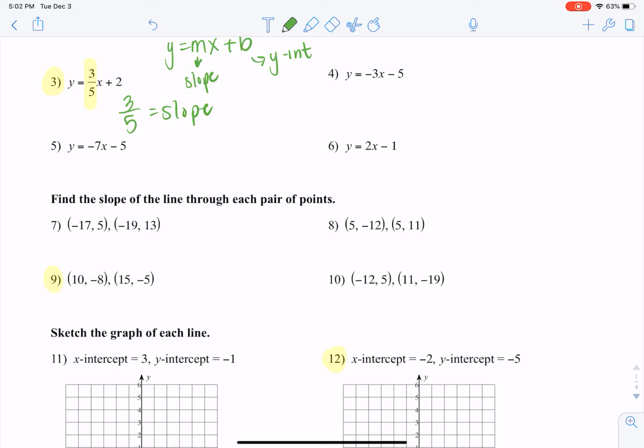Moving forward, number 9, I'll do off to the side over here. I have these 2 points. This is an x and this is a y, this is an x and this is a y. I can go ahead and make a table, so x and y. I have 10 and -8. I also have 15 and -5. So again, I'm looking for the change in y over the change in x. So what do I do to go from -8 to -5? I can add 3. And what do I do to go from 10 to 15? I can add 5. So the slope of this line is 3 over 5.